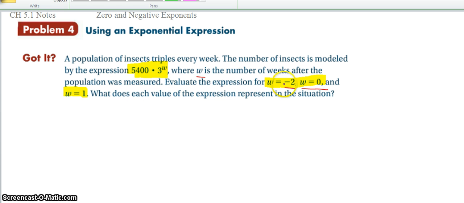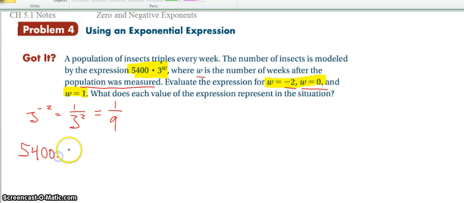Hopefully what you thought about was w equaling negative 2 is 2 weeks before the population was measured. So to deal with that, I would look at 3 to the negative 2, which would tell me to do 1 over 3 squared, which is 1/9, which means that the population 2 weeks before it was measured was 1/9 what it actually was, which makes sense if it's tripling every week. Which then gives us that this population 2 weeks ago was only 600 mosquitoes.